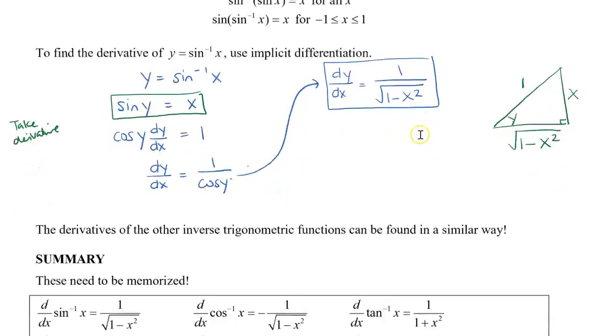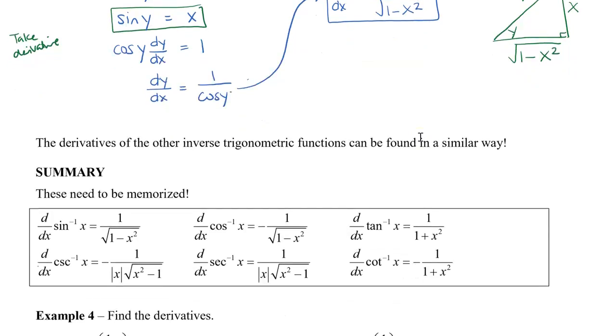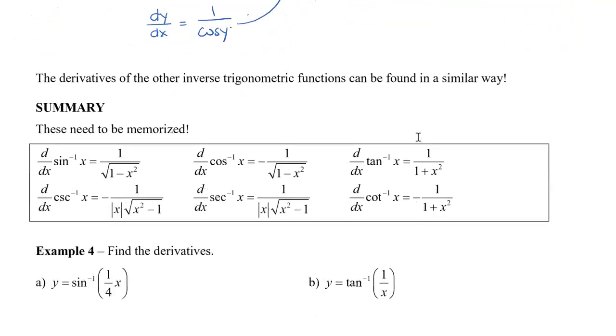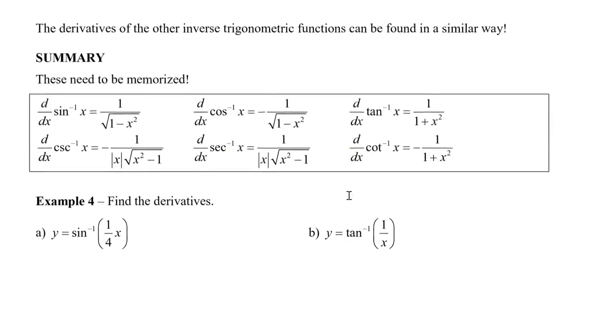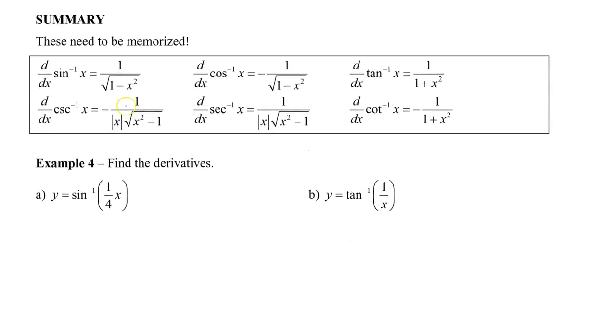Now, we can find the other inverse trig functions the same way, but I'm not going to show you this because of time. So here are the derivatives of all the inverse trig functions for sine, cos, tan, cosecant, secant, and cotangent. What I'm going to show you here is how to use these formulas. They need to be memorized, and the ones that are used most often are usually sine, cos, tan, and sometimes secant, or I should say the inverse of each one.